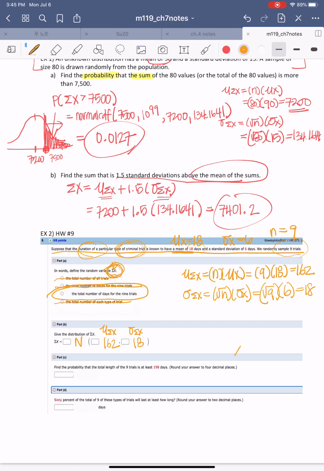Part C, find the probability that the total, you see the word, look for the variable. Are we dealing with x, x bar, or sum? How do you know? I see the word total, so it's a sum. So find the probability for the total. At least means what? I want that to be greater than or equal to 198.